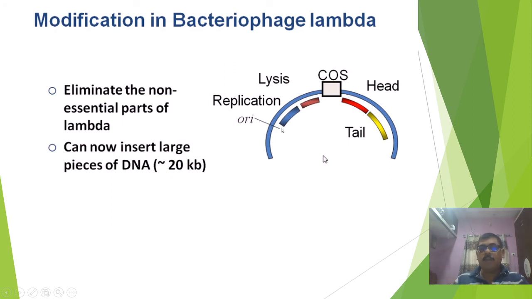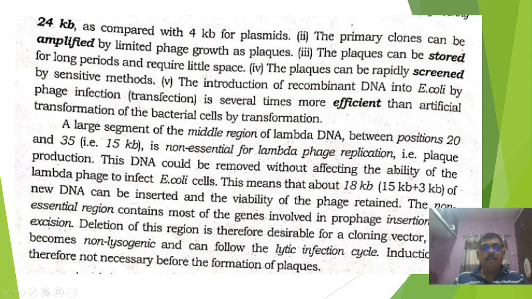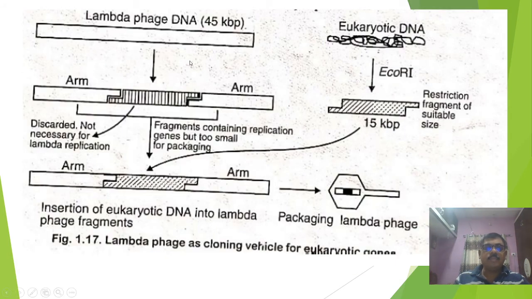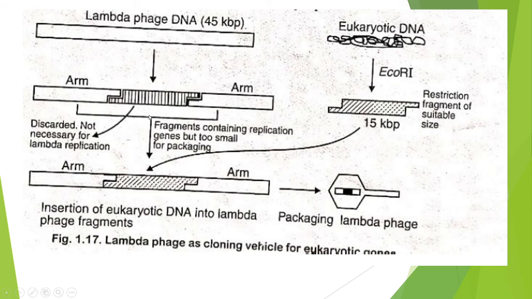It has the origin of replication, and here you are adding the gene, the foreign DNA. Next, this is a lambda phage DNA of 45 kilobase pairs, and here you have the hybridized foreign DNA molecule, the insertion of eukaryote DNA into the lambda phage, and packaging of the lambda phage material.